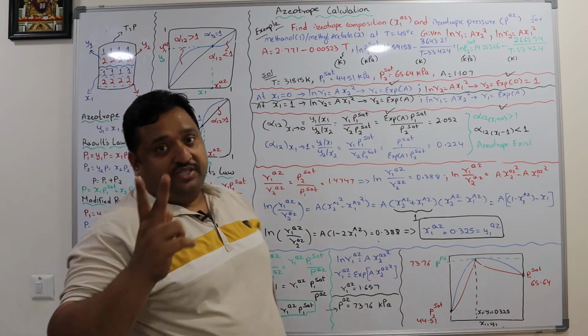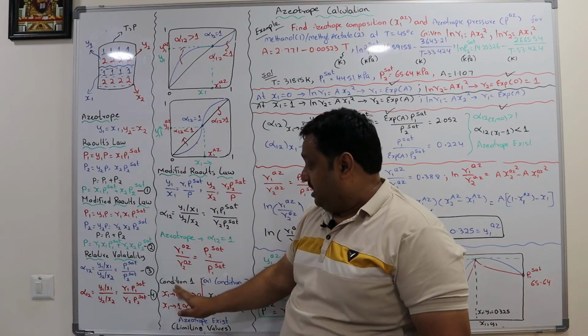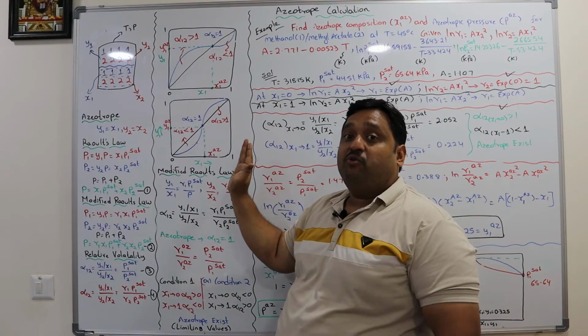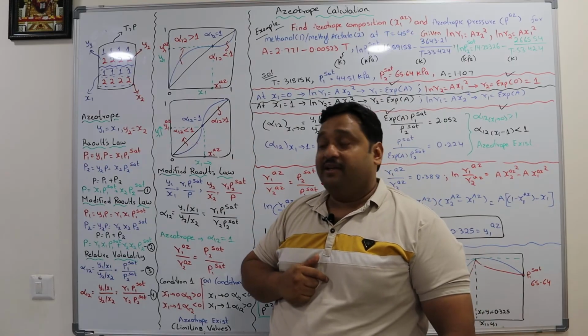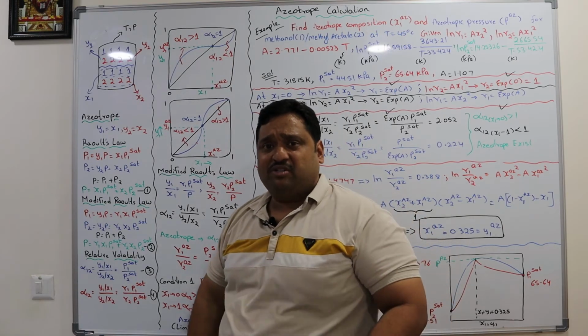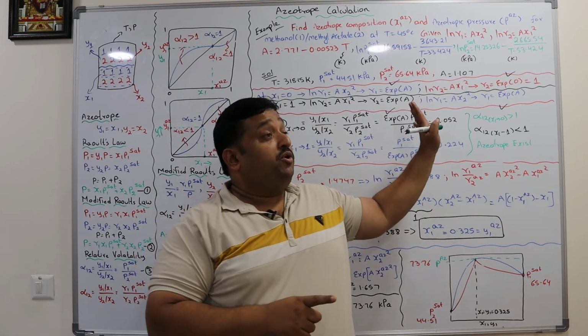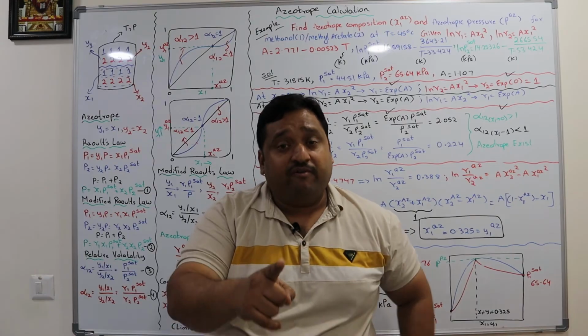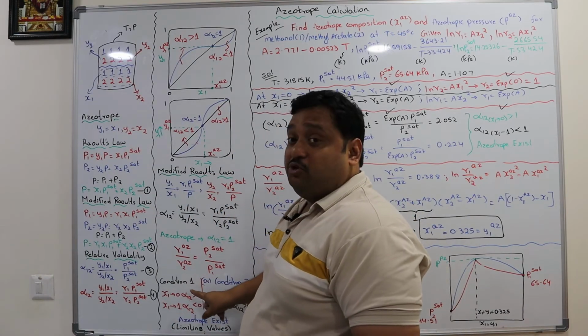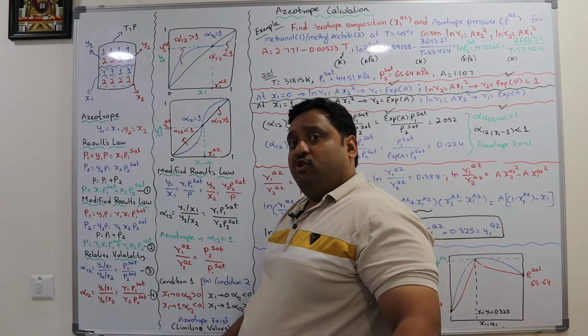Then the two limiting conditions: for x1 towards 0 and x1 towards 1, you have to calculate the relative volatility. One should be greater than 1 and one should be less than 1. These are the things we are supposed to find out, because before you attempt, you first have to find out whether an azeotrope is going to exist or not. If it meets any one of these conditions, then the azeotrope is going to form.